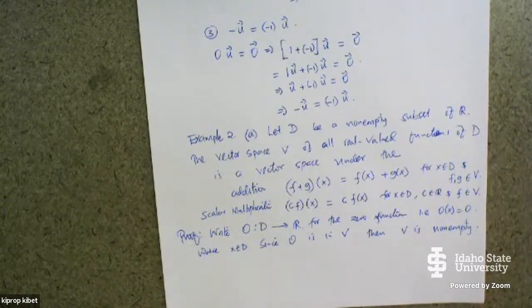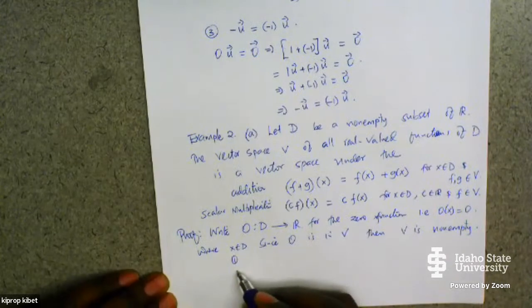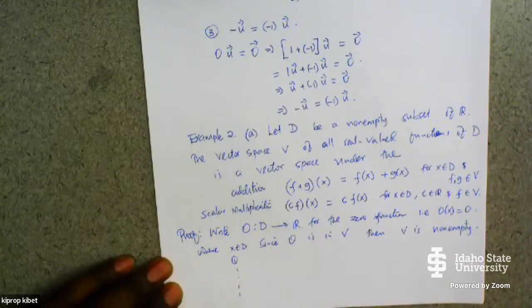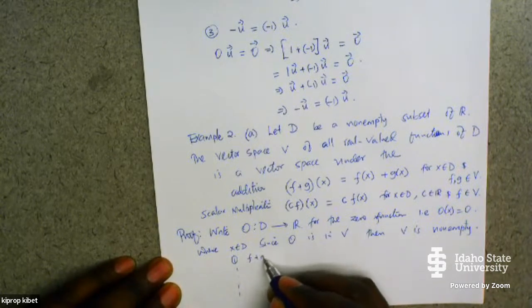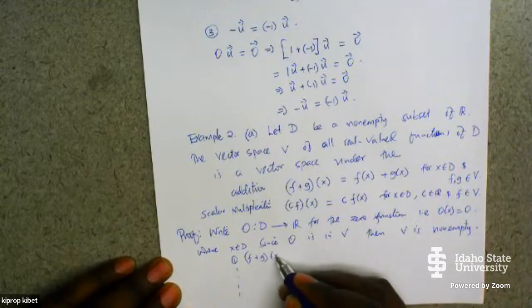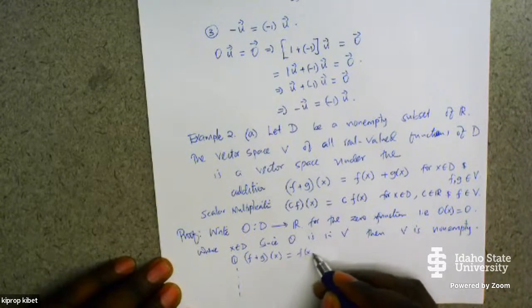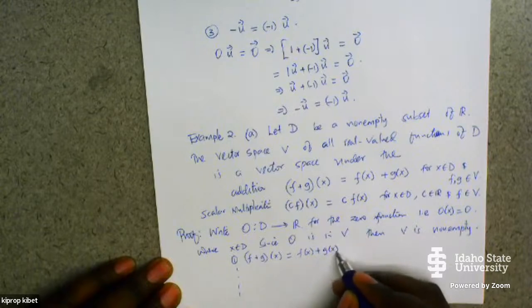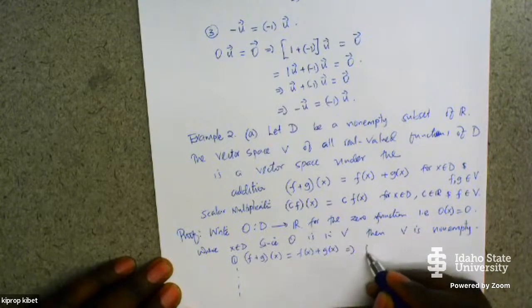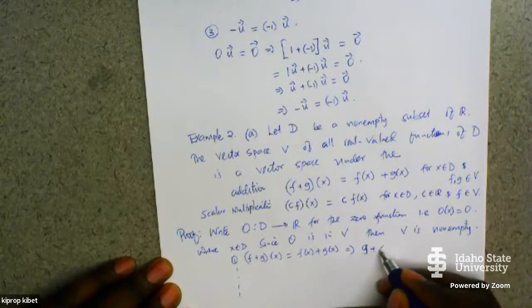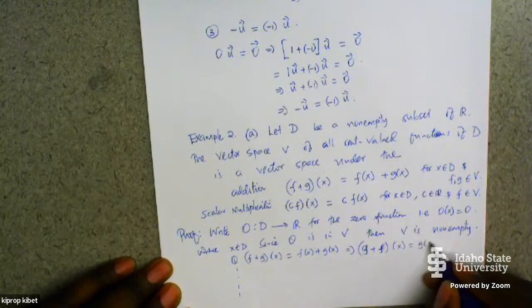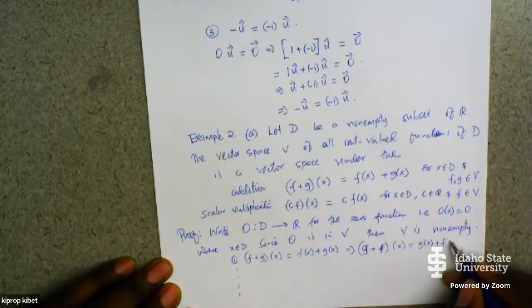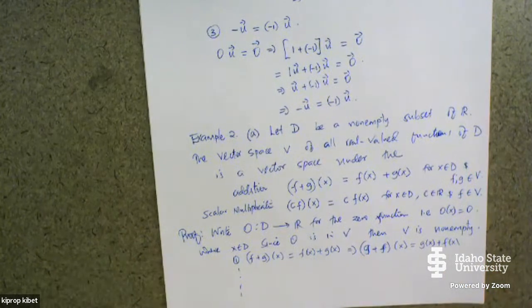Then after that, you now start proving using those axioms. So the first one is commutativity. So f plus g of x is the same as f of x plus g of x, and this is similar to g plus f of x, which is the same as what? g of x plus f of x. So it shows that it commutes.